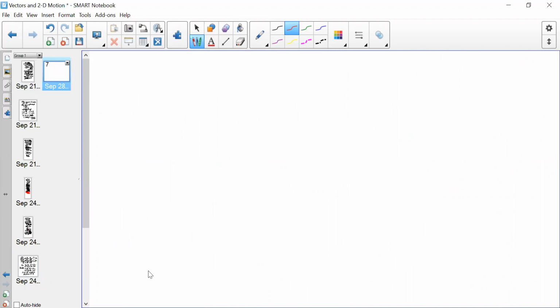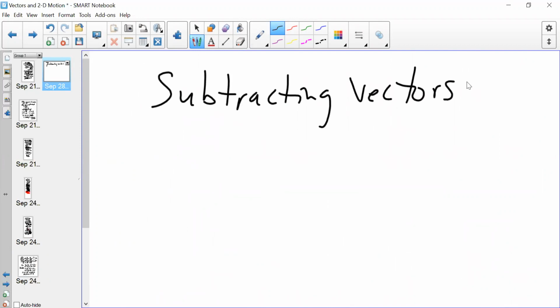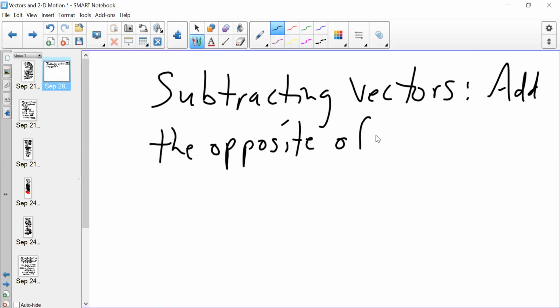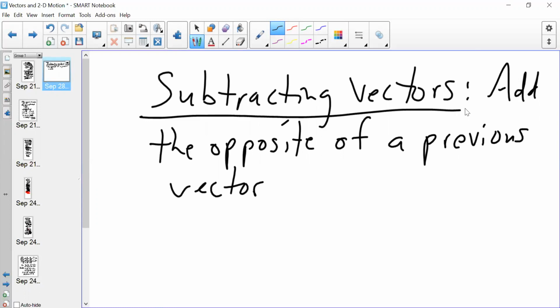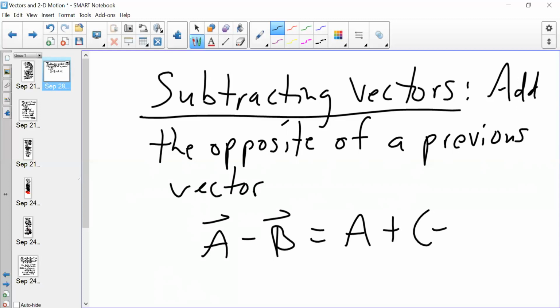Okay, so let's go on to the next bit. Subtracting vectors shouldn't be too bad. So all we're doing there is adding the opposite of a vector. So if we say something like A minus B, we are just adding the opposite of B, or B is now going to be in an opposite direction. A plus negative B.